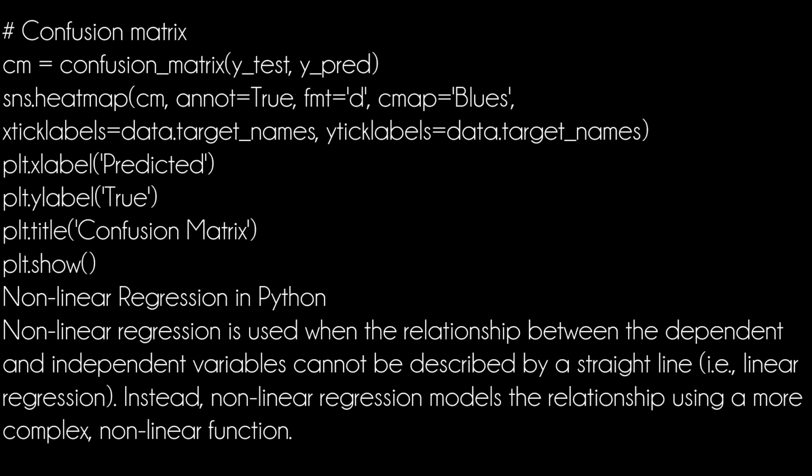Nonlinear regression in Python. It is used when the relationship between the dependent and independent variables cannot be described by a straight line. Instead, nonlinear regression models the relationship using a more complex nonlinear function.